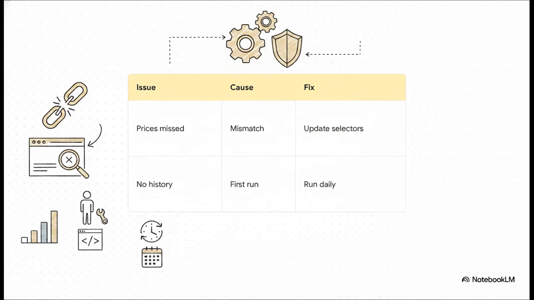Because a polished report is completely useless if the workflow is quietly failing in the background. Look at these mechanical breaks. If prices are suddenly missing, it's almost always a selector mismatch because a competitor simply tweaked their website layout. The fix? A human actually needs to inspect the HTML and update those selectors. Or what if you're missing historical data? Well, that's usually resolved by running the system daily to actually build up reliable trend visibility.